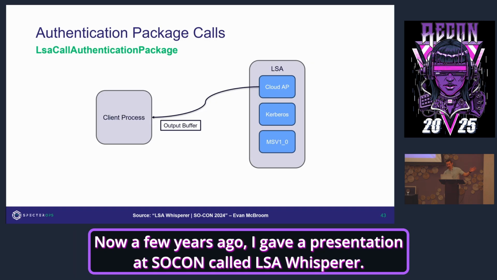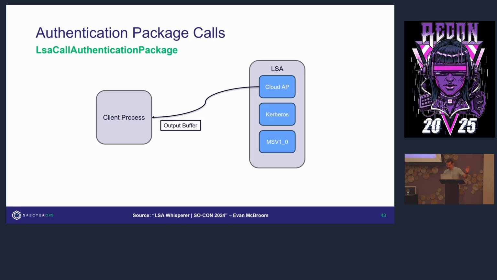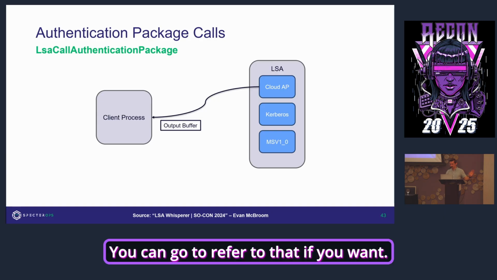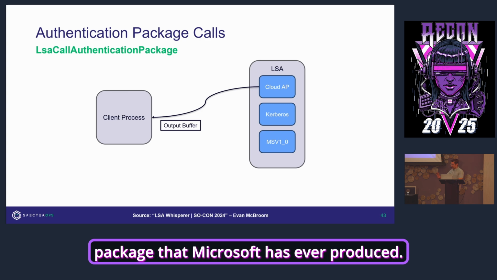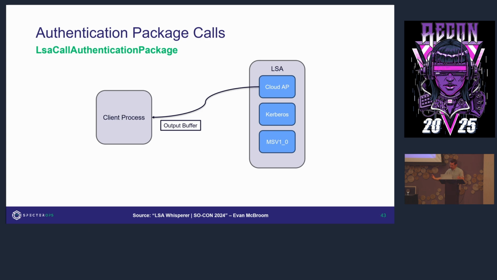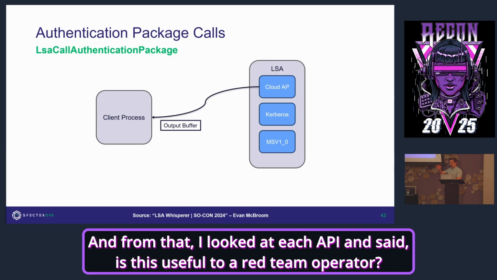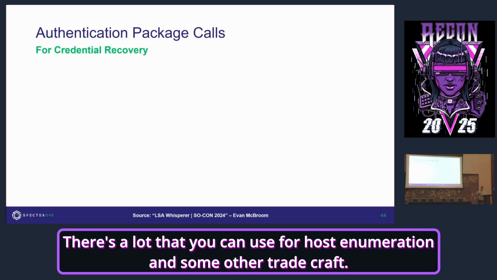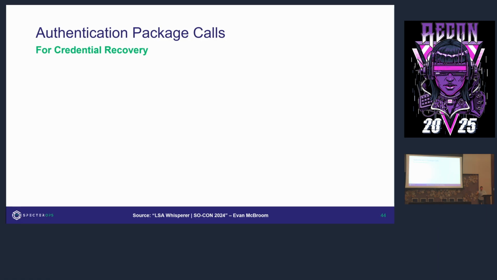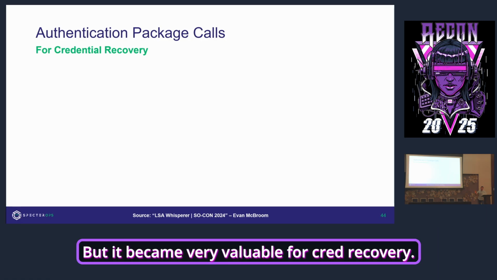Now, a few years ago, I gave a presentation at SO-CON called LSA Whisperer. You can refer to that if you want, but basically in that presentation, I reverse engineered every single API for every single package that Microsoft has ever produced. And from that, I looked at each API and said, is this useful to a red team operator? There's a lot that you can use for host enumeration and some other tradecraft, but it became very valuable for cred recovery.